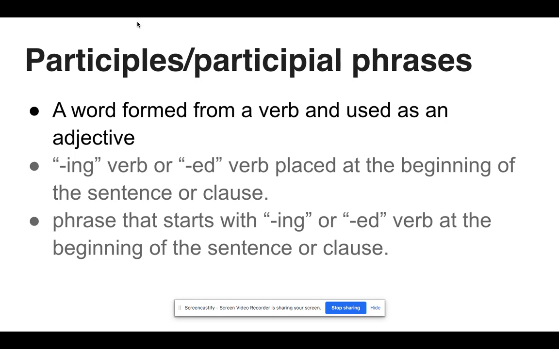An ing verb is used to describe present tense, whereas using a verb that ends in ed is used to talk about something that happened in the past tense. So when you're trying to identify participles in a sentence, you can look for ing or ed endings placed at the beginning of a sentence or a clause. Likewise, they can also be full phrases that start with an ing or ed word at the beginning of a sentence or a clause. Let's take a look at an example to make this more clear.